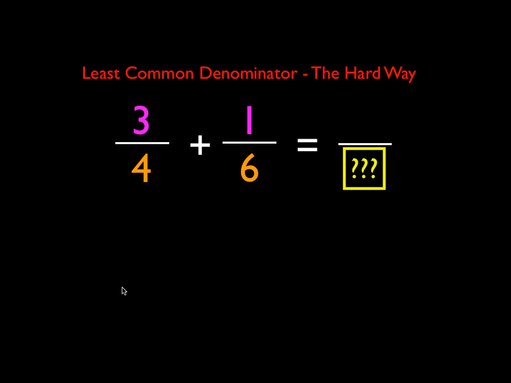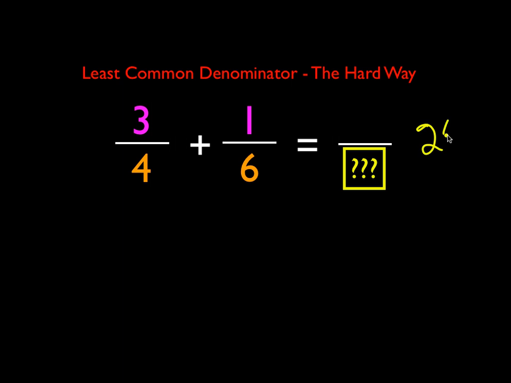Before I tell you the easy way, I'll quickly describe the hard way, and then we'll show you the cheating or easy way. So again, our problem is simple. We have two denominators that are not the same, 4 and 6. What is the lowest common denominator?